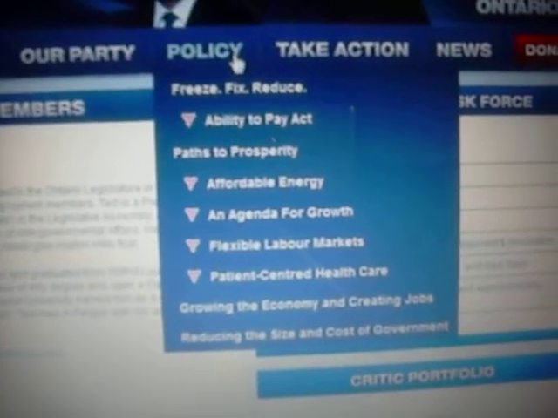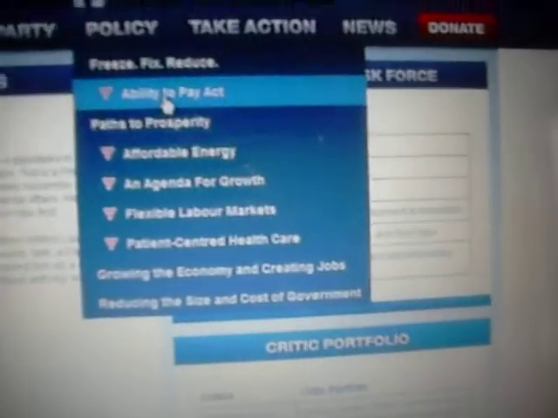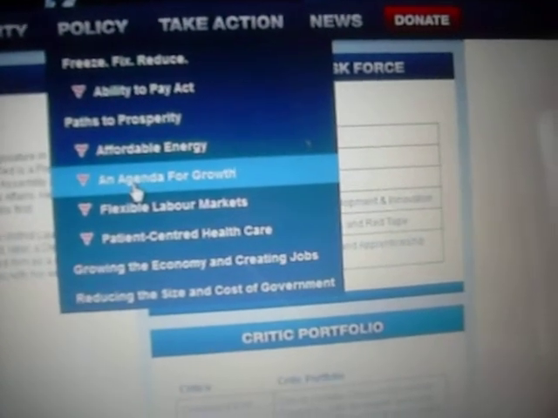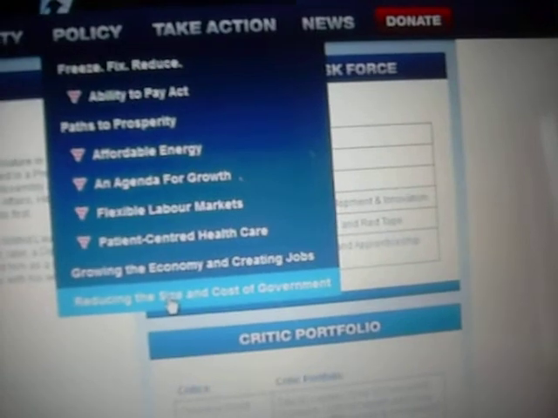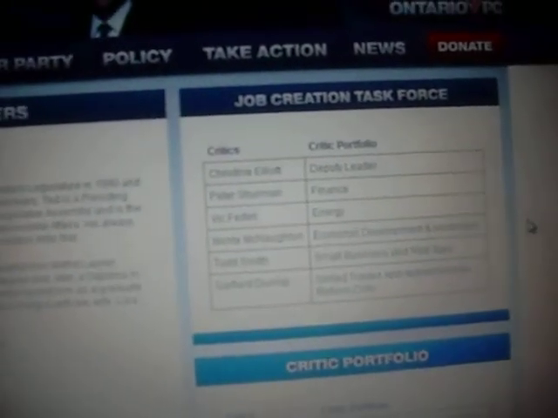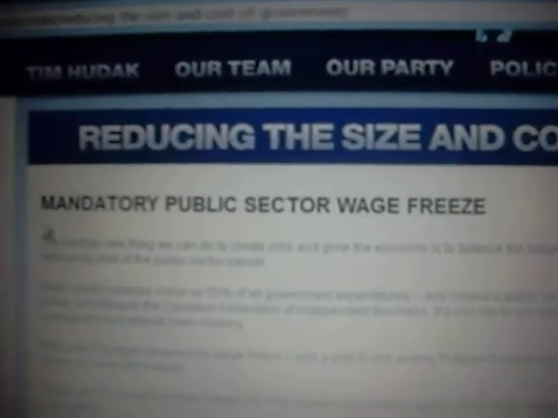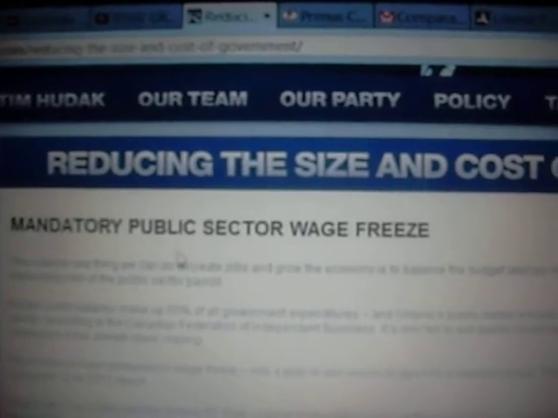When you actually go into, for example, policy, Ability to Pay Act, Paths to Prosperity, an Agenda for Growth, Reducing the size and cost of government. Let's click on there. Okay. Look at some of these issues. Mandatory public sector wage freeze. Have you actually seen some of the individuals that work in these public infrastructures? Number one, they all look the same, or they're diverse, but they all think the same. So you have issues of diversity, tokenism, and nepotism.